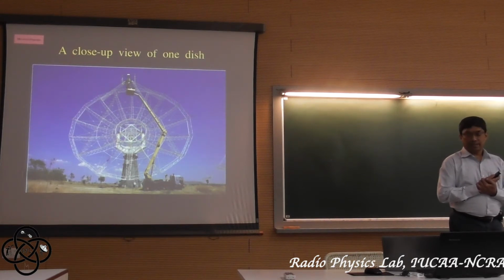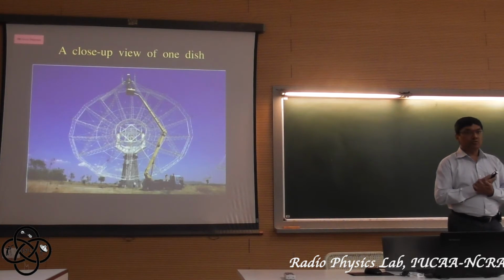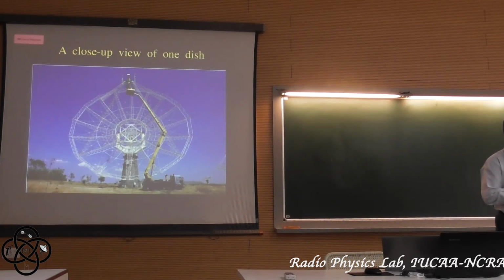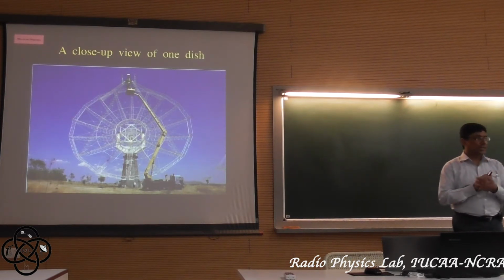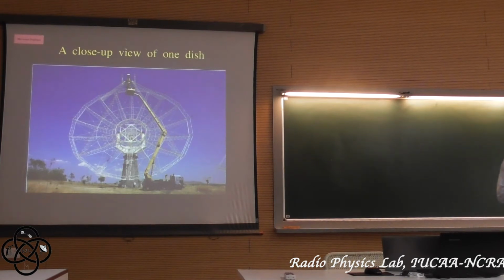Yeah. So the mesh size should be at least lambda by 10 or smaller, where lambda is the smallest wavelength you want to operate at, which in our case happens to be 21 centimeters. So our mesh has dimensions which are of the order of a few mm by a few mm, up to 10 mm by 10 mm and so on. Okay.